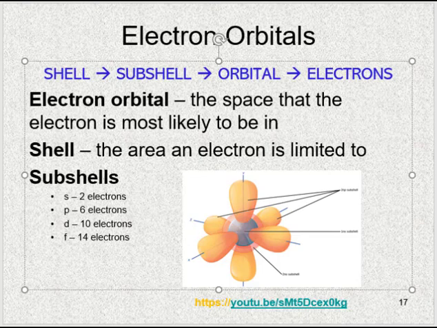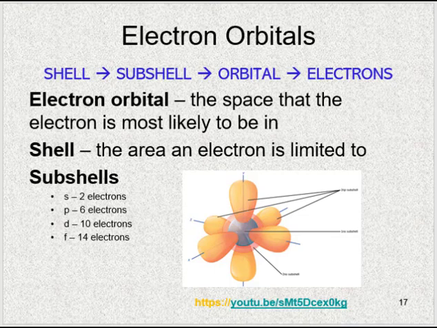While it is impossible to calculate exactly where an electron's location is, we do know that it is most probably located within its orbital path. Shown here is a more modern understanding of where electron orbitals are. Each atom will have electrons housed within shells. Shells are the area in which an electron is limited to.